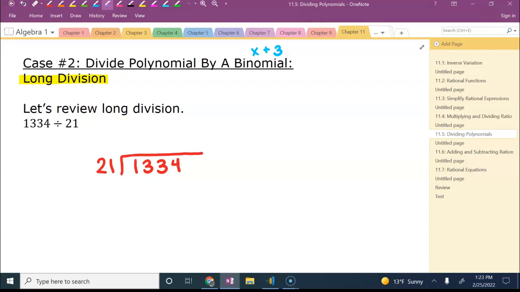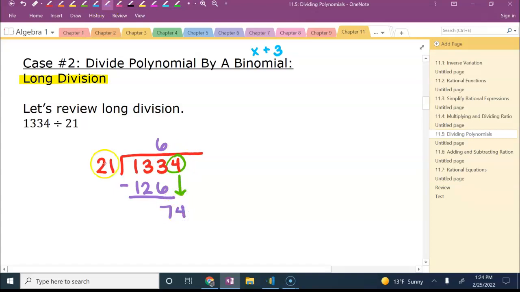Now, when I did that, I found that 21 times 6 is equal to 126, and that's as close to 133 as I'm going to get. Then I'm going to subtract these, and I'm left with 7. What you need to do next then is bring down the 4 up here, because we haven't dealt with that yet, so we've got to bring down that 4.